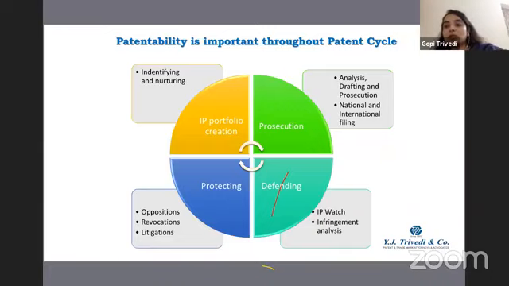At the time of prosecution, the same questions shall be asked by the patent office, whether you file nationally or internationally. While you defend, or while you have the patent watch, you have the same questions in mind. And if by any chance your patent application is opposed, or filed for revocation or any litigation, the same questions are going to be asked too. So having clarity on the patentability criteria shall really help you throughout its lifespan.